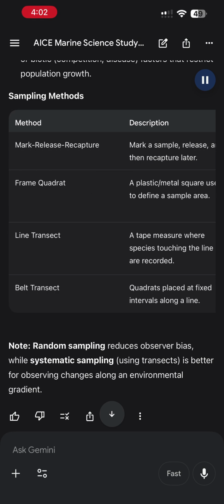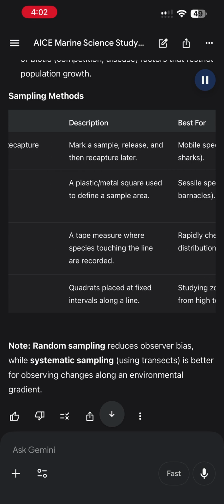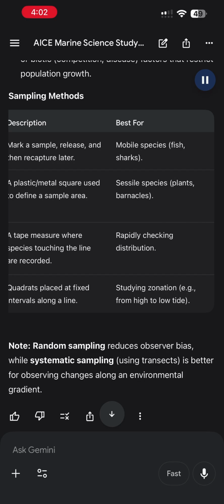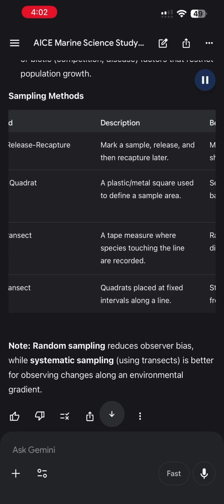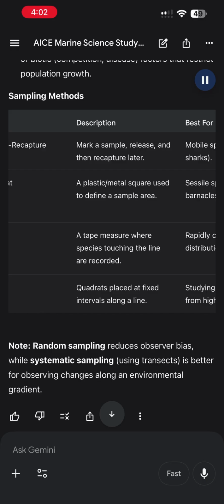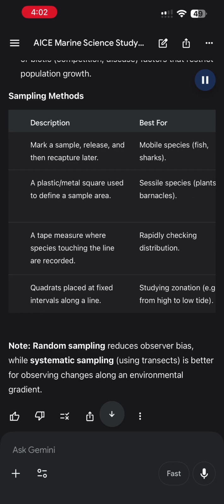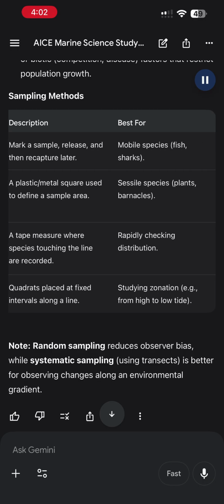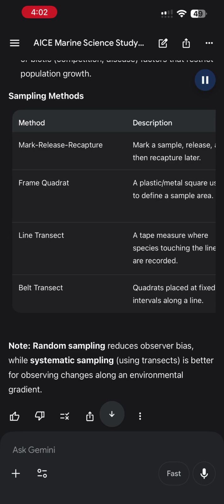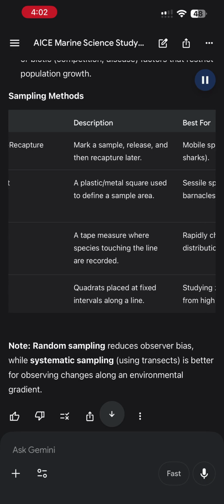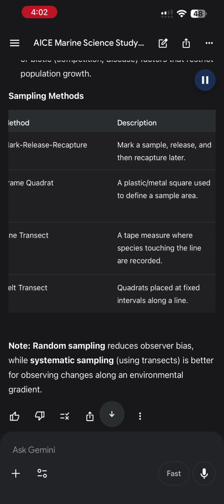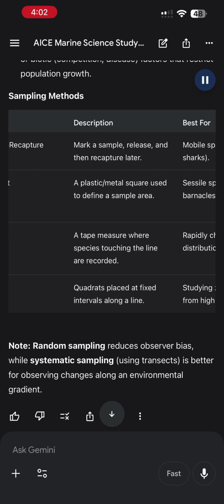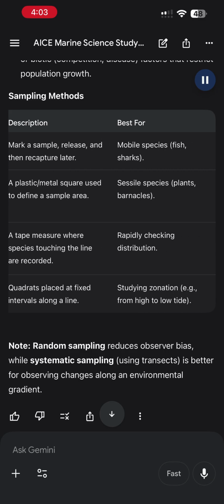Mark, release, recapture: mark a sample, release, and then recapture later. Best for mobile species, fish, sharks. Frame quadrat: a plastic or metal square used to define a sample area. Best for sessile species, plants, barnacles. Line transect: a tape measure where species touching the line are recorded. Best for rapidly checking distribution. Belt transect: quadrats placed at fixed intervals along a line. Best for studying zonation, e.g., from high to low tide.